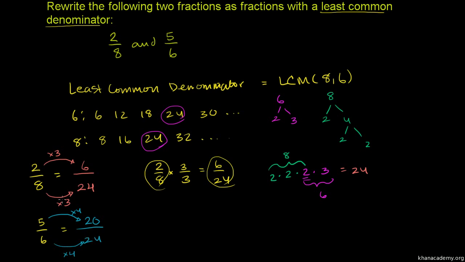So we're done. We've written 2/8 as 6/24ths, and we've written 5/6 as 20/24ths. If we wanted to add them now, we could literally just add 6/24ths to 20/24ths. And I'll leave you there because they didn't ask us to actually do that.